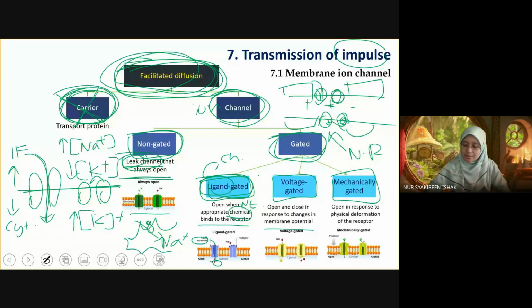And then we have another one which is the mechanically gated channel. It opens in response to physical deformation of the receptor. Physical deformation, for example, kalau you have your hand, your skin kan, so you are pinching your skin, that is the stimulus, so it opens the mechanically gated channel. It is due to pressure. Physical deformation of the receptor causes the channel to open.